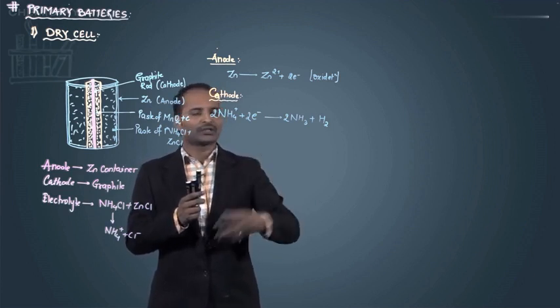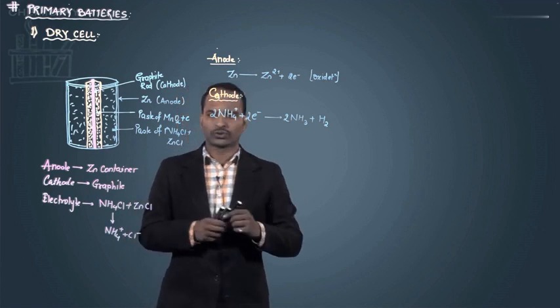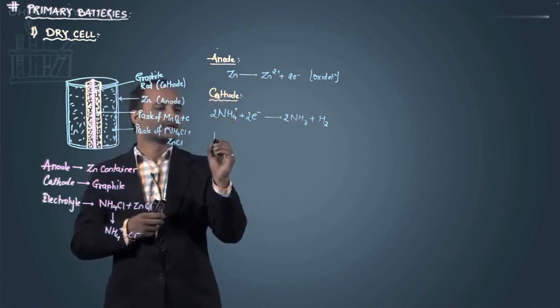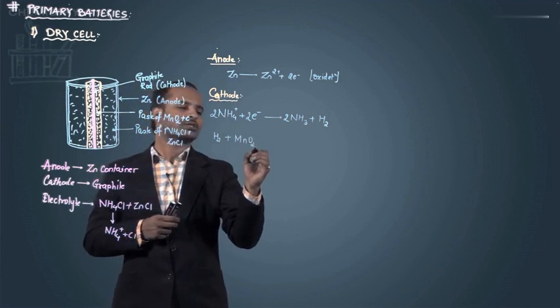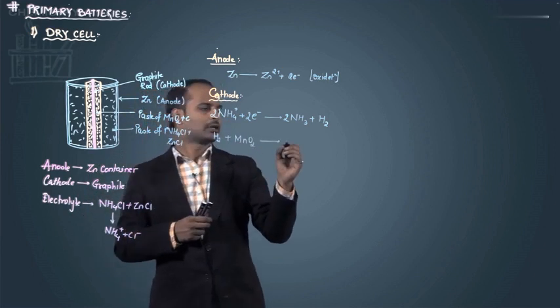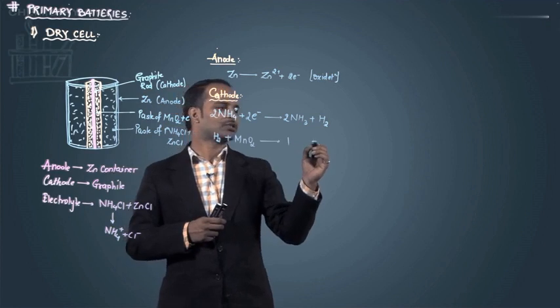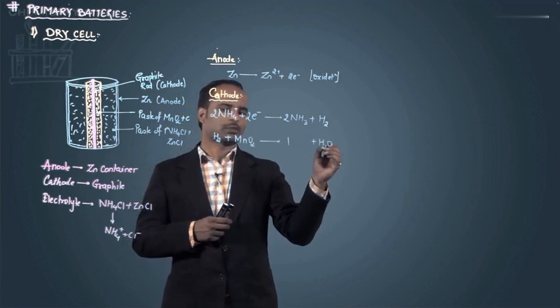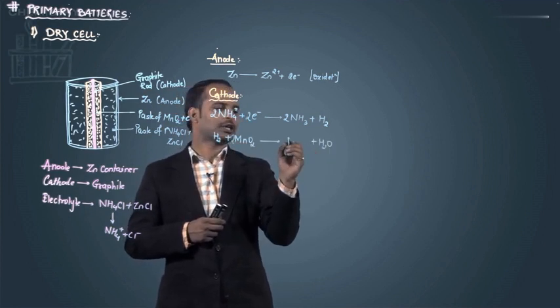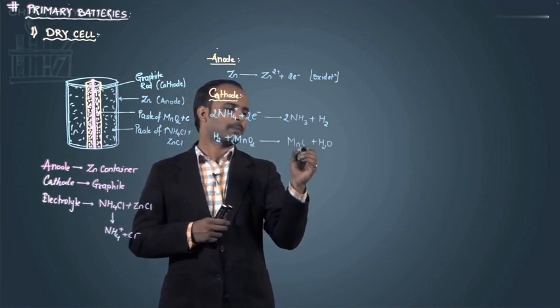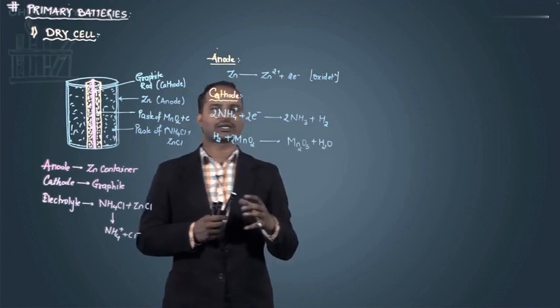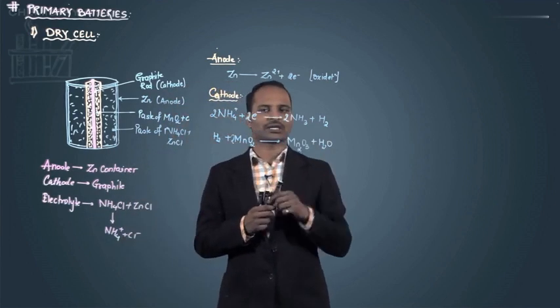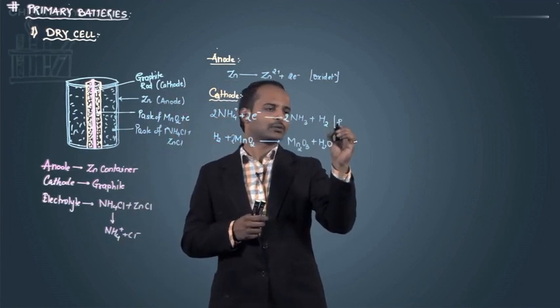What does it do? It oxidizes the H2 to H2O. So the H2 which is produced here combines with manganese dioxide, or I can say manganese dioxide oxidizes it, so that we get H2O plus Mn2O3. So overall, on the cathode two reactions are taking place: one is a reduction and the second is the polarization part.